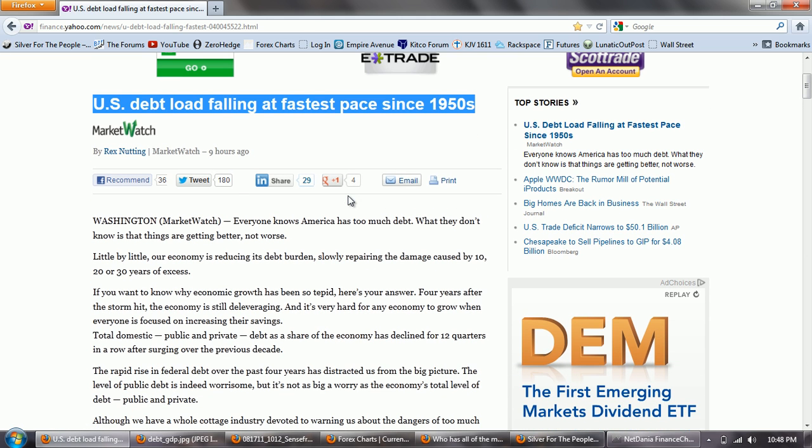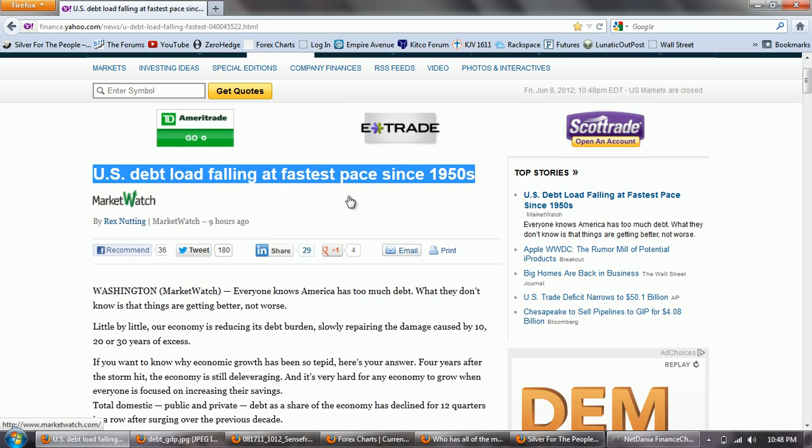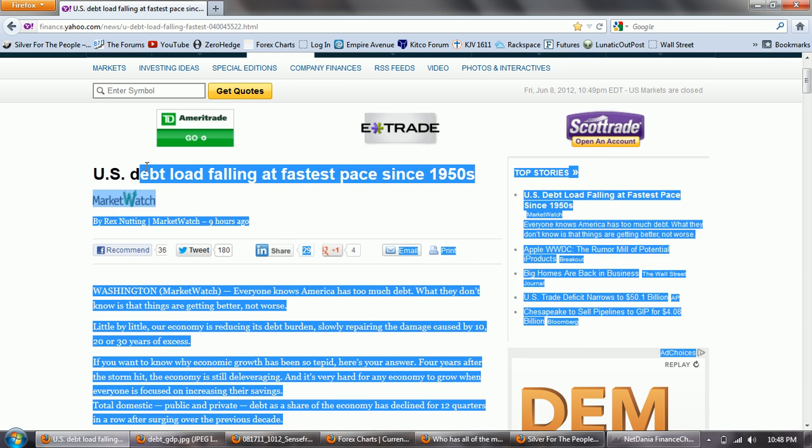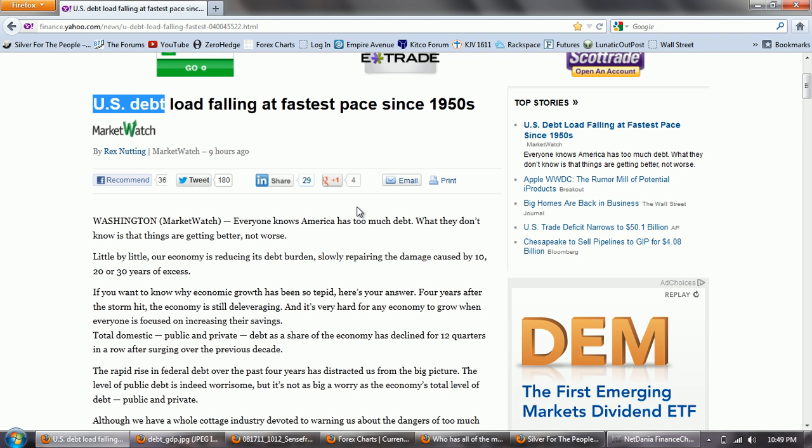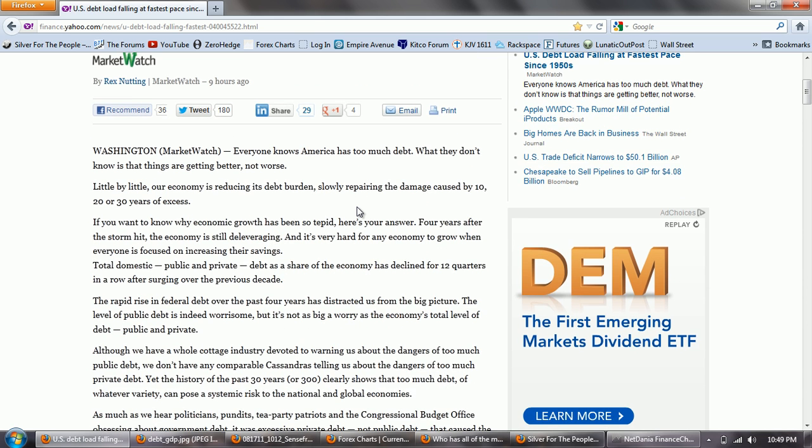So, wow, what an incredible headline. The first thing you want to say is U.S. debt, what debt? Now, as we dig further into the story, we're going to see that it's not government debt. That's actually rising at the fastest pace. But they're talking about private debt as a percentage of GDP. So we'll dig into the story and then we'll do some debunking on it.